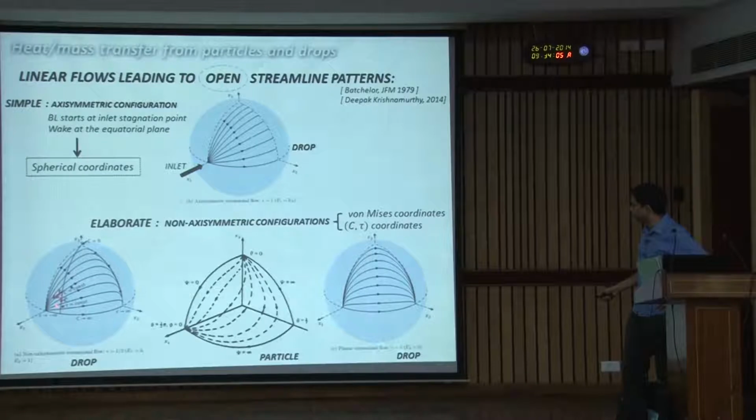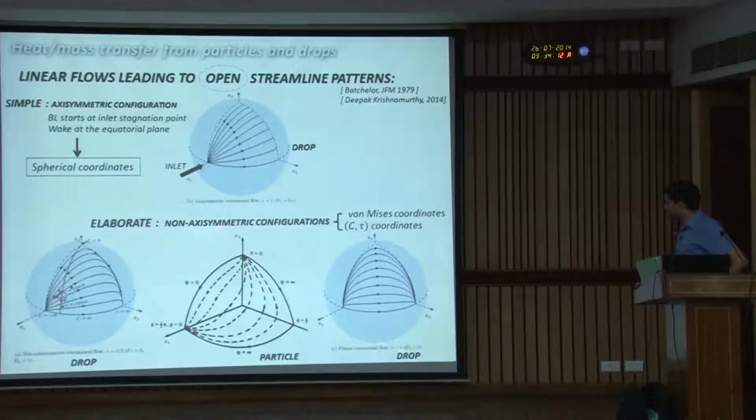So, they do not go there. They almost reach there, but then come down and join this point. Okay? And this is a picture. So these three are pictures of drops, and this is the picture of a particle that I've taken from Batchelor, who published a very nice article analyzing all of this in 1979.